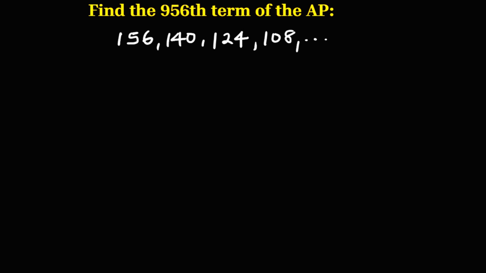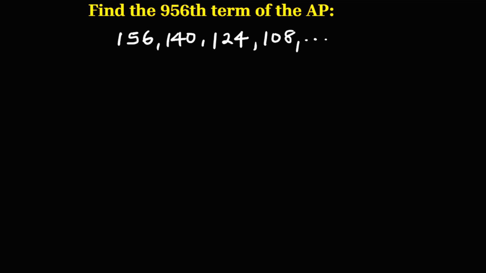Let us look at this nice question from arithmetic progression. You're told to find the 956th term of the AP, and the AP is 156, 140, 124, 108, and so on and so forth. So you are required to find the 956th term. So that is just the nth term.